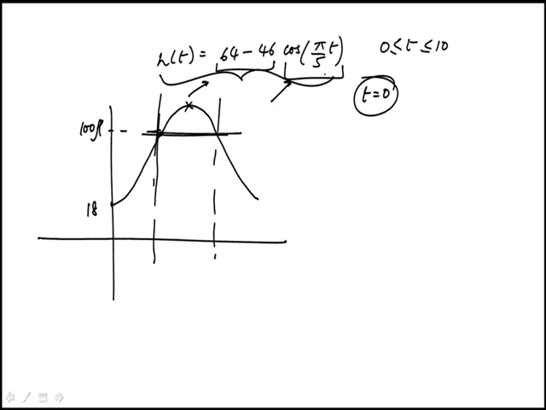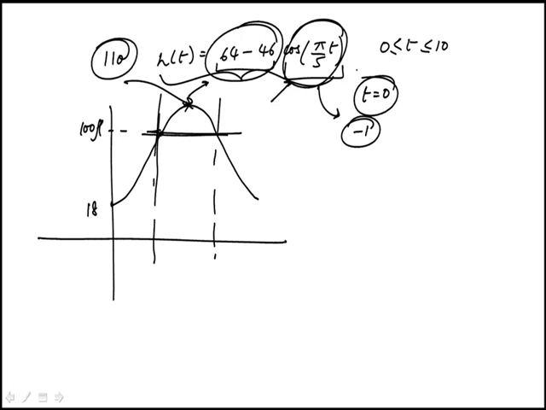Now, the maximum height would be when cosine of pi over 5 t is equal to minus 1. In that case, the height would be 110. So that's the maximum height that happens here. And that's going to happen at the time when this angle is equal to pi. So that would happen at t equal to 5, right here in the middle. So it's a symmetric function.